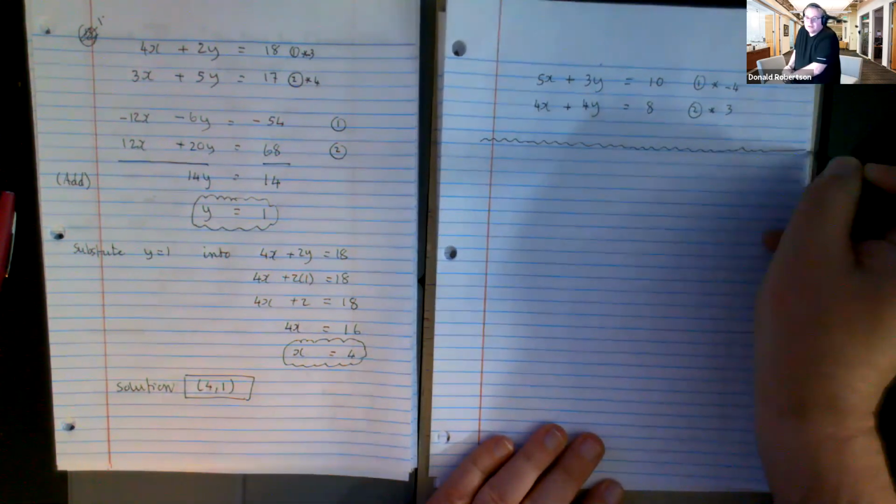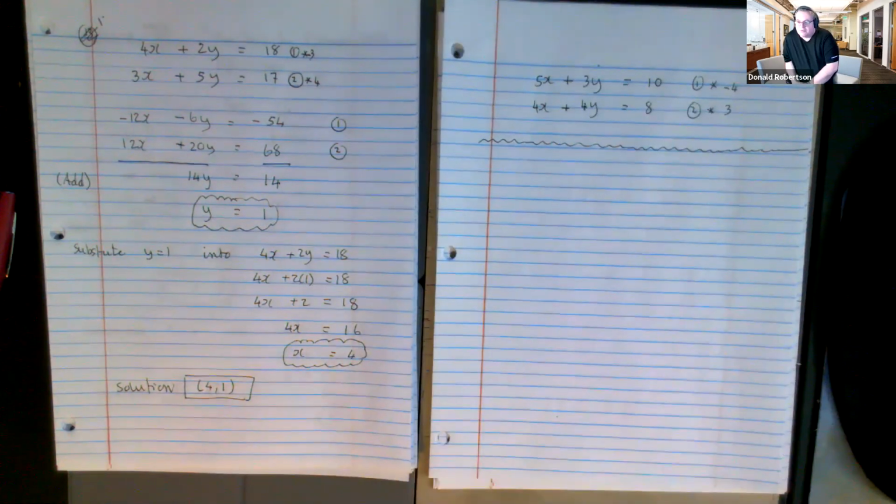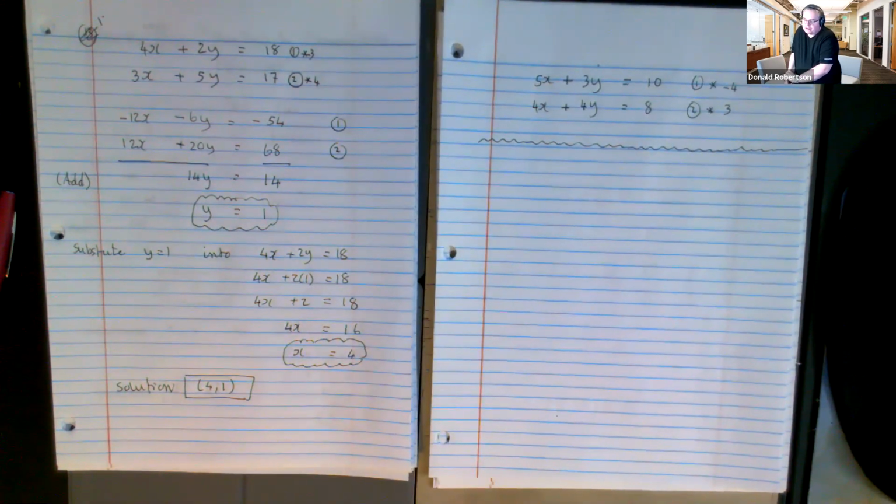Some of you need a head start. There's one of the many ways you could solve this. You may already have chosen a different route, and that's fine. But if you want a kind of a start, multiply the first one by -4 and the second equation by 3, and that'll get you started.